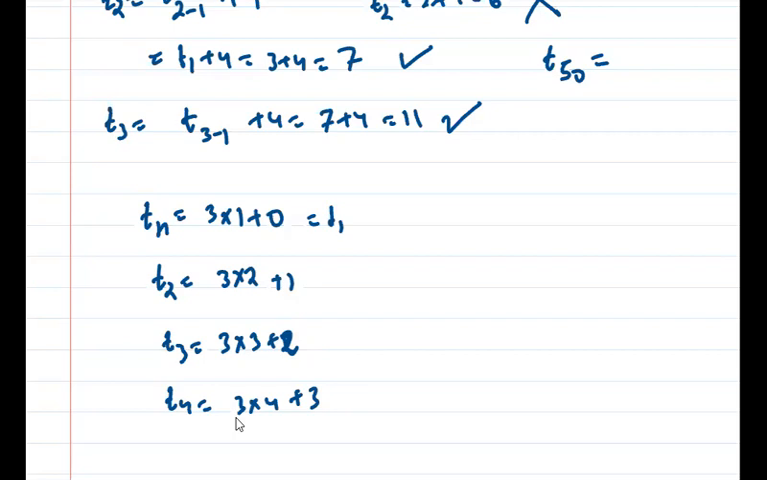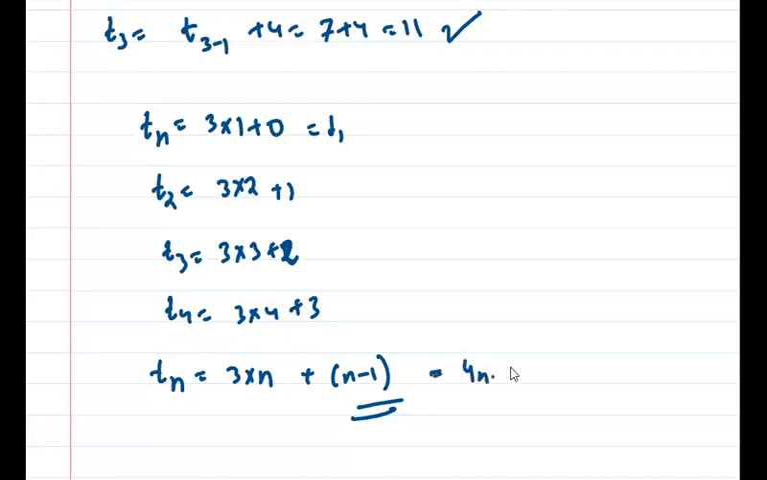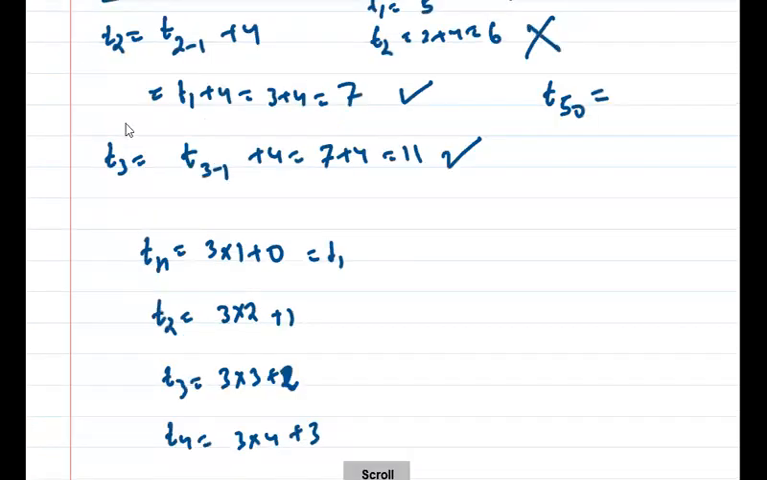So can you find a pattern now? I hope all of you can find the pattern now, right? So I can say, okay, Tn is equal to 3 into n plus, now this is n minus 1. This is the pattern. Yes or no? Tell me yes or no. Or I can write 4n minus 1, simple, right? 4n minus 1.